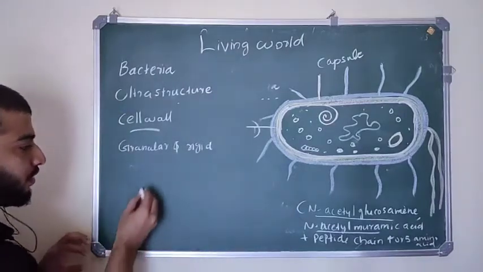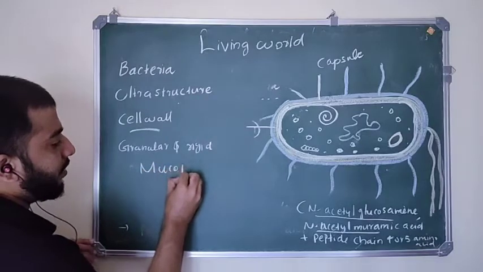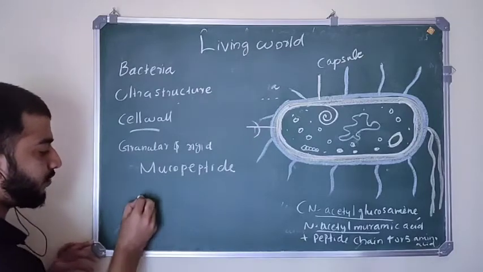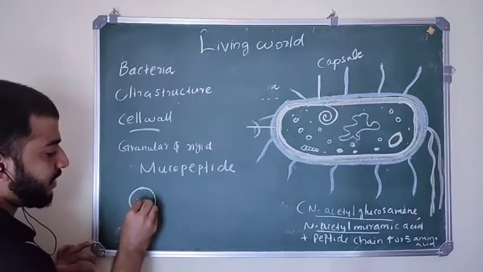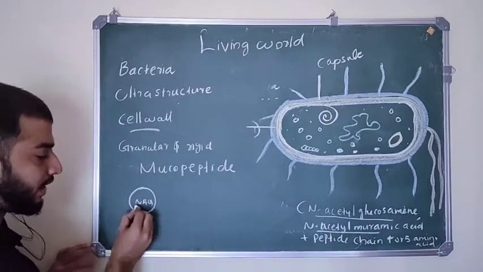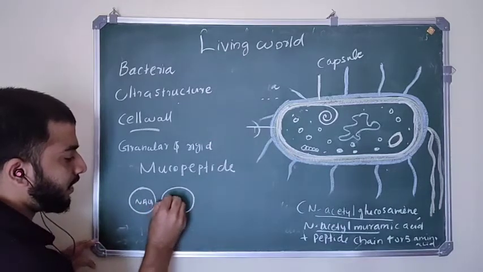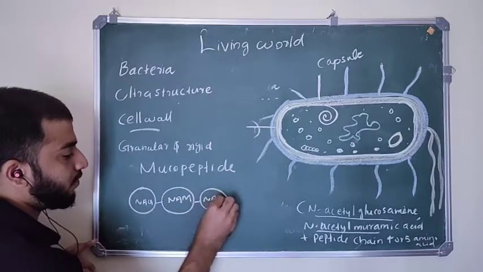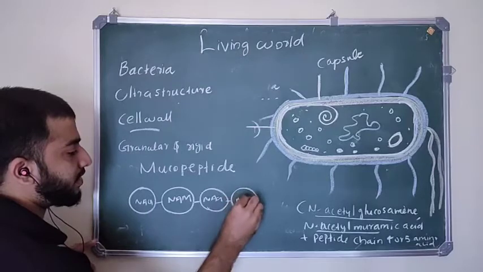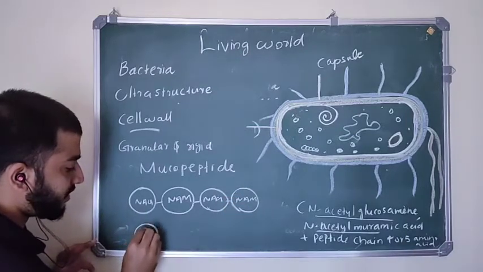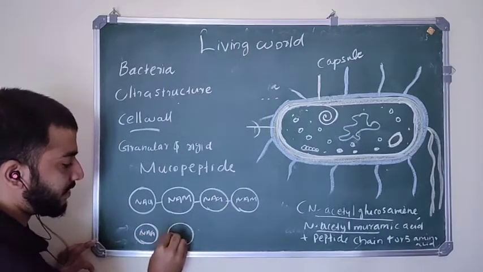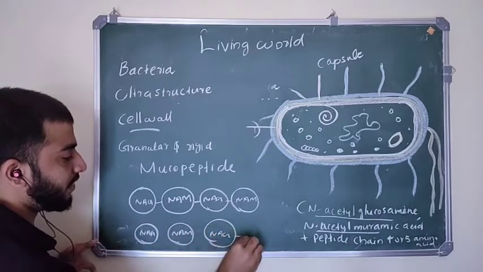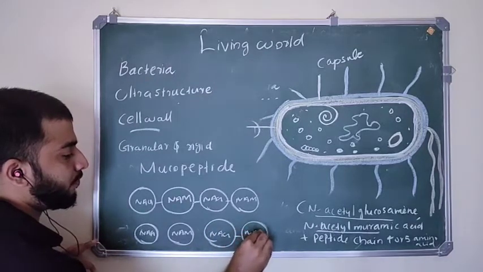Suppose we want to see what mucopeptide means. Once again, mucopeptide or peptidoglycan is the chemical composition of the bacterial cell wall. Suppose this is N-acetyl glucosamine, which I wrote here as NAG. Then the next one is N-acetyl muramic acid. Then again N-acetyl glucosamine, N-acetyl muramic acid. The next layer is N-acetyl glucosamine, N-acetyl muramic acid, then again N-acetyl glucosamine, then N-acetyl muramic acid.